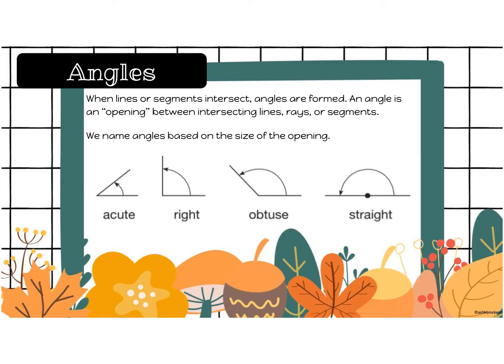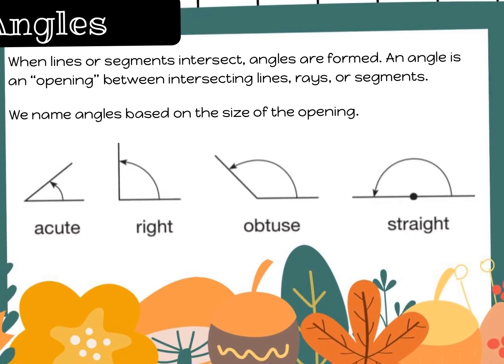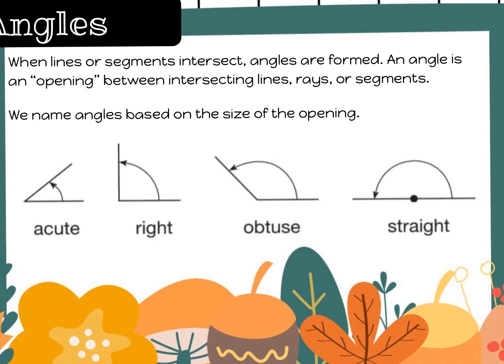When line segments intersect, angles are formed. Every time. It doesn't matter how they intersect, angles are going to be formed anytime you intersect two lines. An angle is an opening. It's like the space between the intersecting lines. Okay, and if you look at each one of these, they're like rays because they have a common endpoint right here. So they can be intersecting lines. They can be rays, just like this one that I just made into two rays.